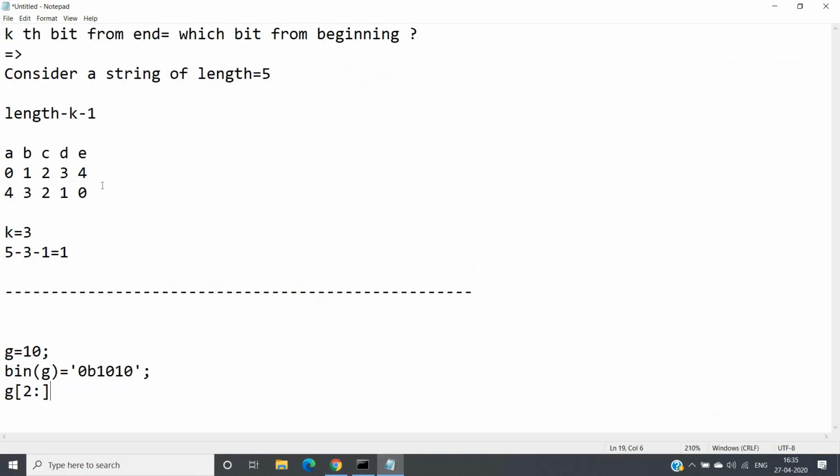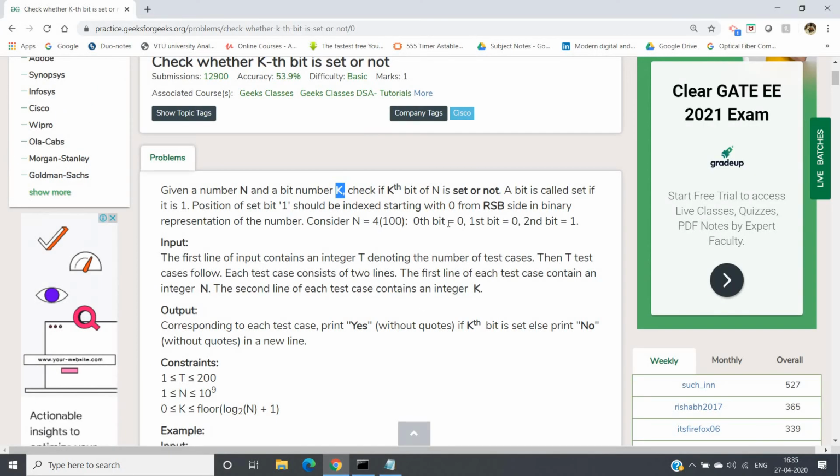Like here, I have discussed the same scenario, where the indexing starts from the right hand side and starts from index 0. That's what it is written. See, consider n, that is 4.